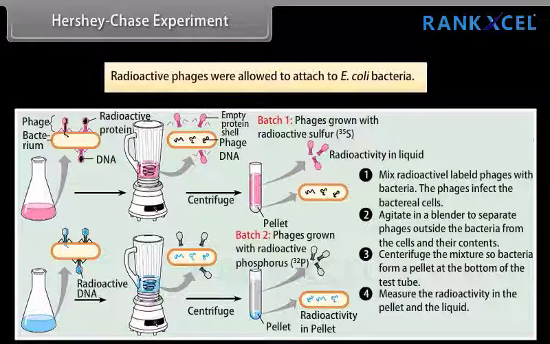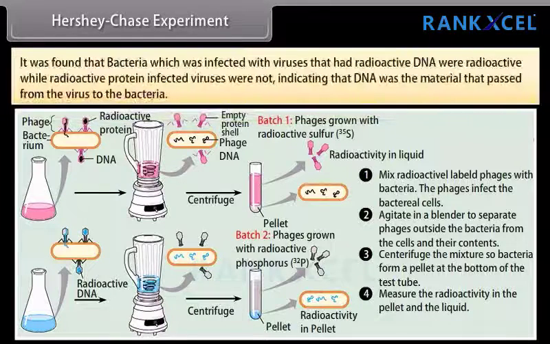Radioactive phages were allowed to attach to E. coli bacteria. It was found that bacteria infected with viruses that had radioactive DNA were radioactive, while those infected with viruses that had radioactive protein were not, indicating that DNA was the material that passed from the virus to the bacteria.